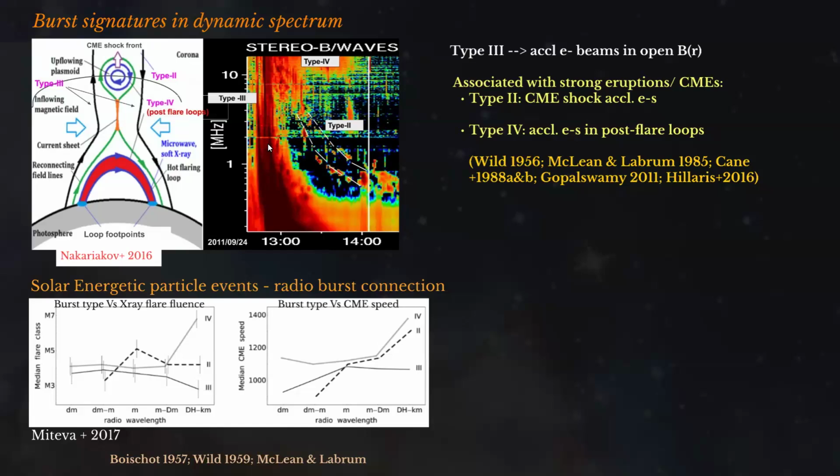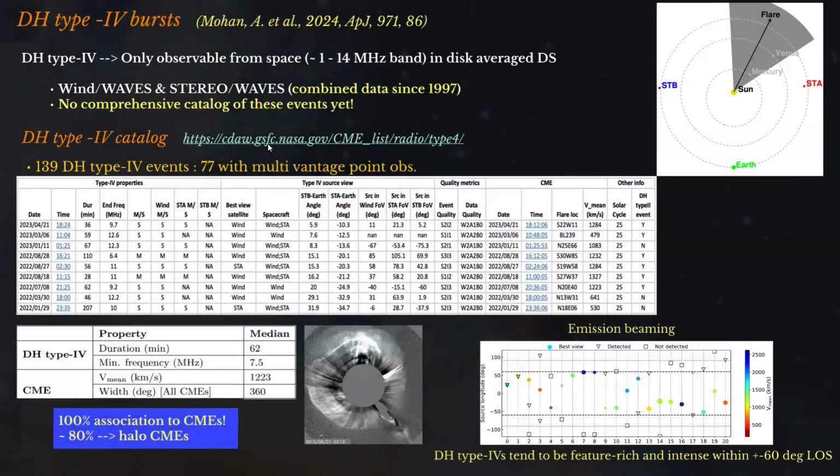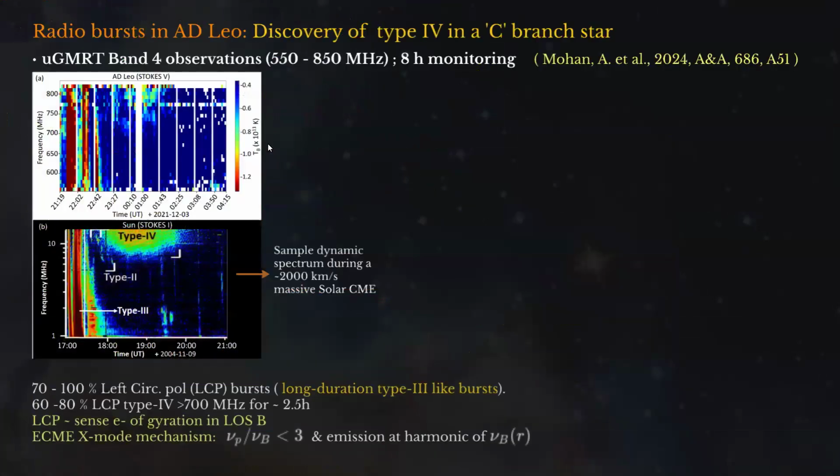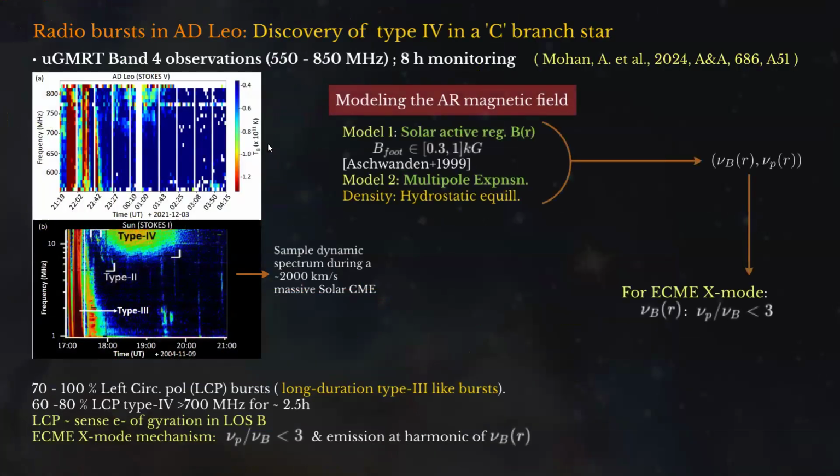On your slide about where you detected the type 4 radio bursts in AP Vel, you mentioned that the solar model of the active region didn't fit, and you had to use this model too. You said it was significantly different from solar active regions. Could you say a little bit about what's different about it?